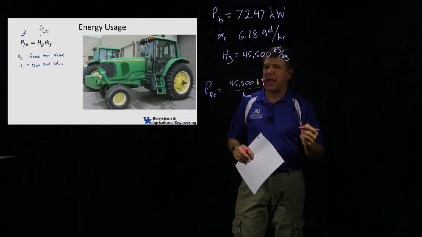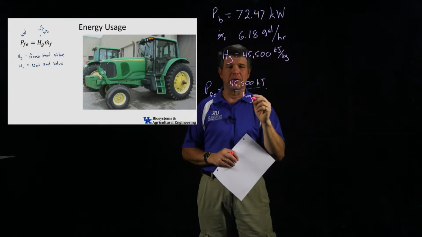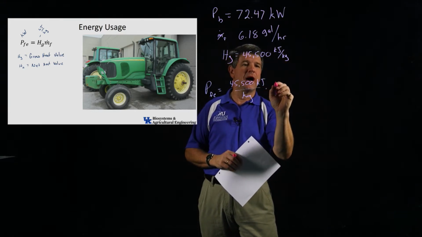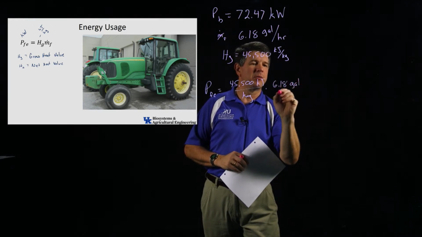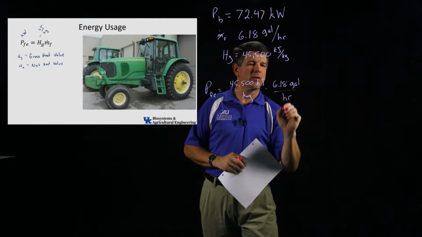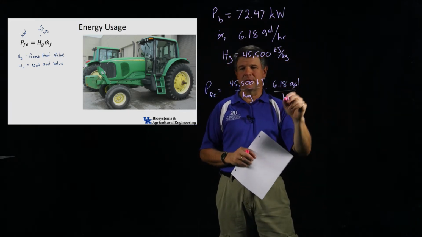times, and now I need the mass flow rate of fuel. I don't have the mass flow rate, so I'm going to have to work with a density somewhere. So let's just put it in here. Let's put what we got. We have 6.18 gallons per hour. All right. Now I've got to do some conversions. Gallons and metric and English, we've got them all mixed up.